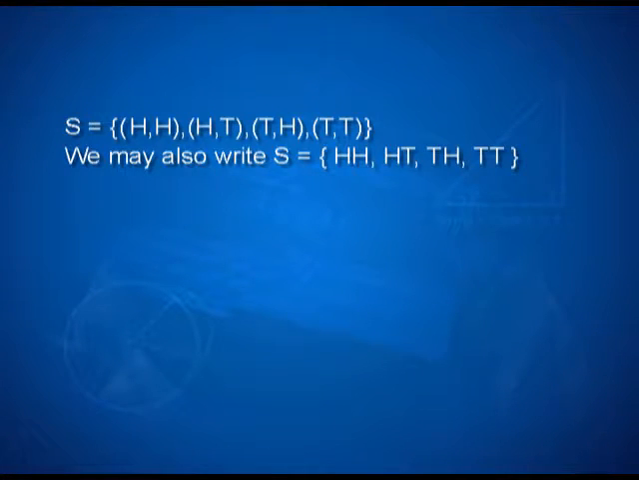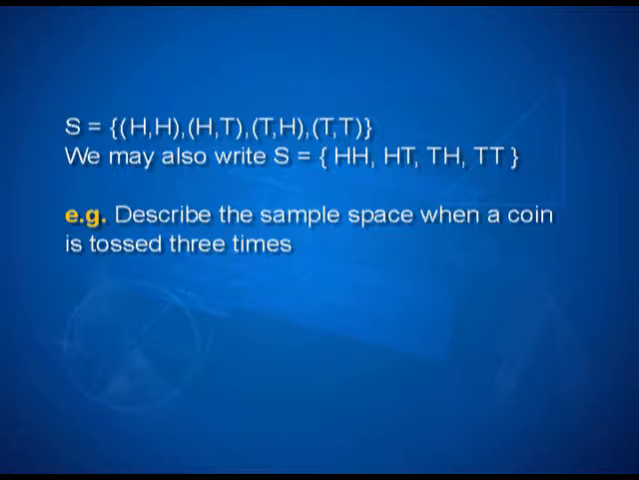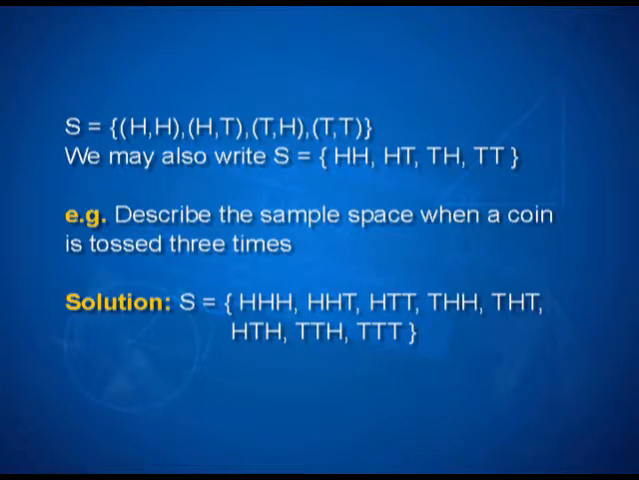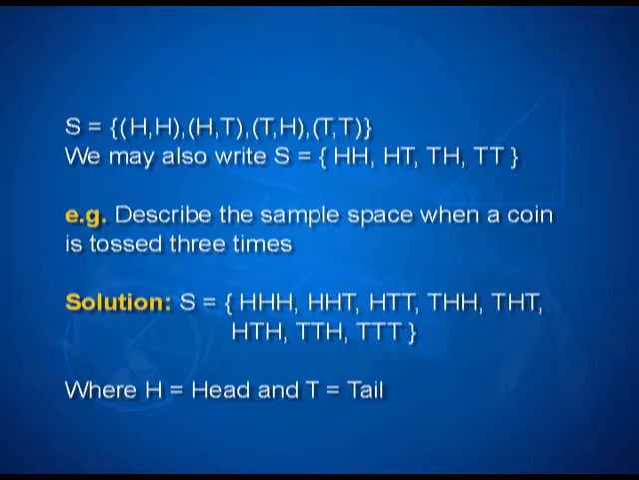We may also write S = {HH, HT, TH, TT} for convenience. Let us see another example. Describe the sample space when a coin is tossed three times. Here the sample space will be S = {HHH, HHT, HTT, THH, THT, HTH, TTH, TTT}, where H stands for head and T stands for tail.